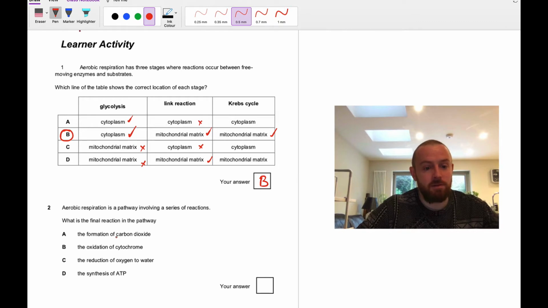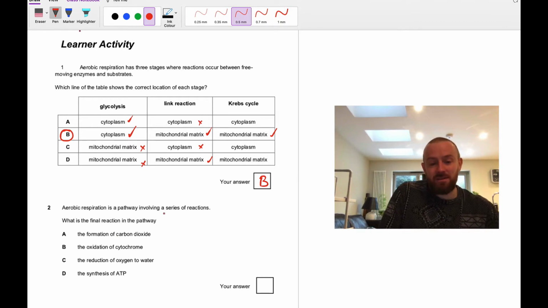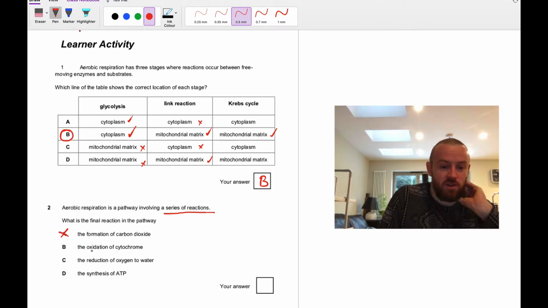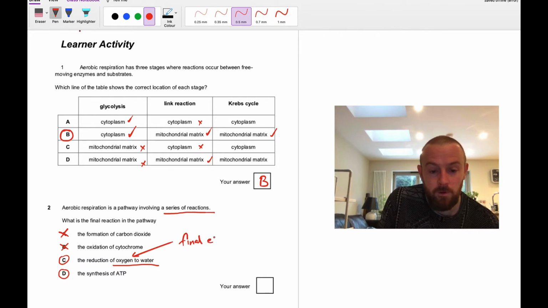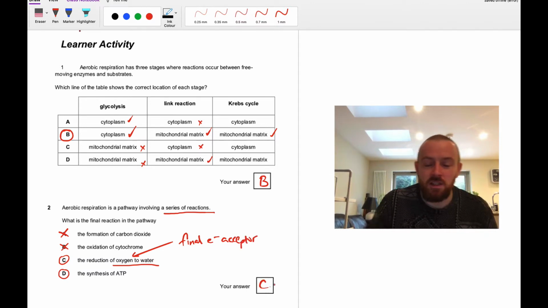Question 2. Aerobic respiration is a pathway involving a series of reactions. What is the final reaction in the pathway? It's not formation of carbon dioxide or oxidation of cytochrome. That's just trying to confuse you. It's not that. It could be this one, maybe this one. Now this is the best one, C, the reduction of oxygen to water, because we know that oxygen is the final electron acceptor. So that is the ultimate last step.